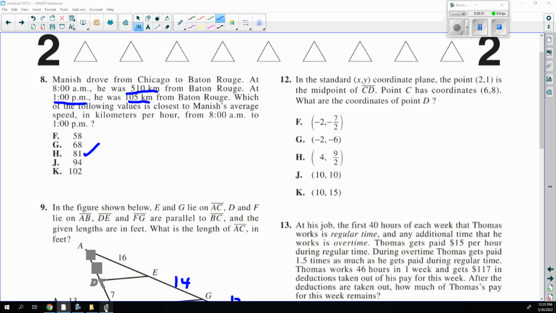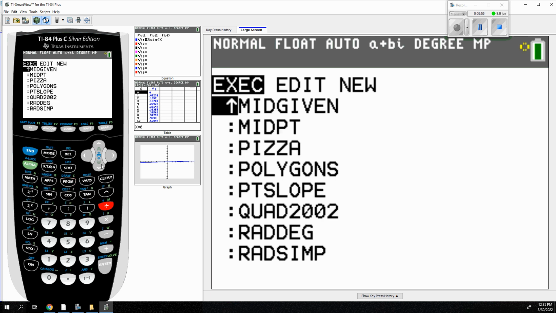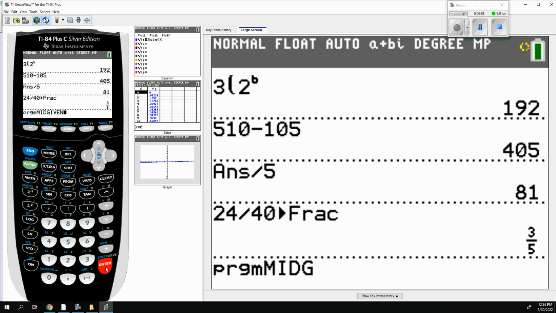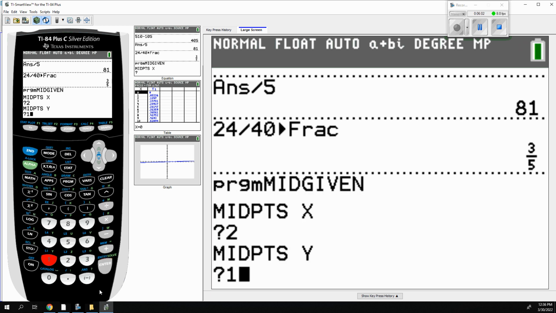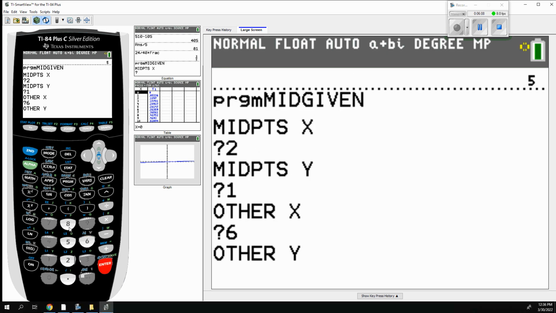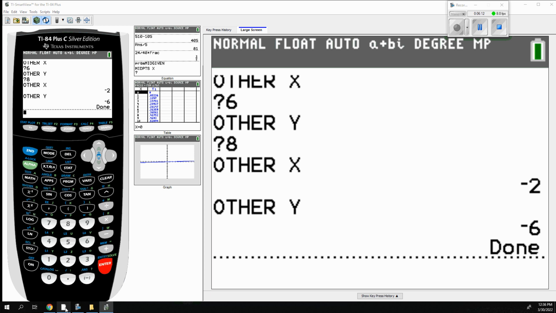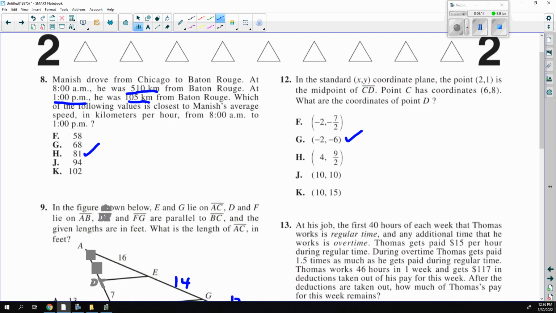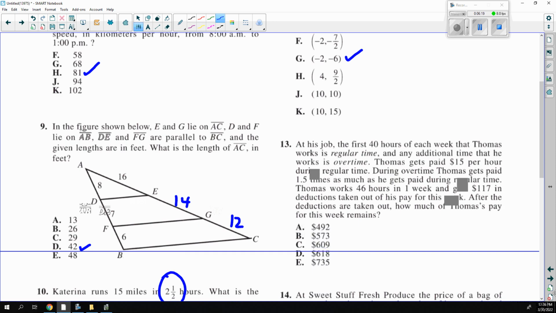2, 1 is the midpoint. That's one of my famous programs, midpoint given. So what did they say? They said that 2, 1 is the midpoint. So the other point is 6, 8. And that will give me the third point of negative 2, 6. Answer G.